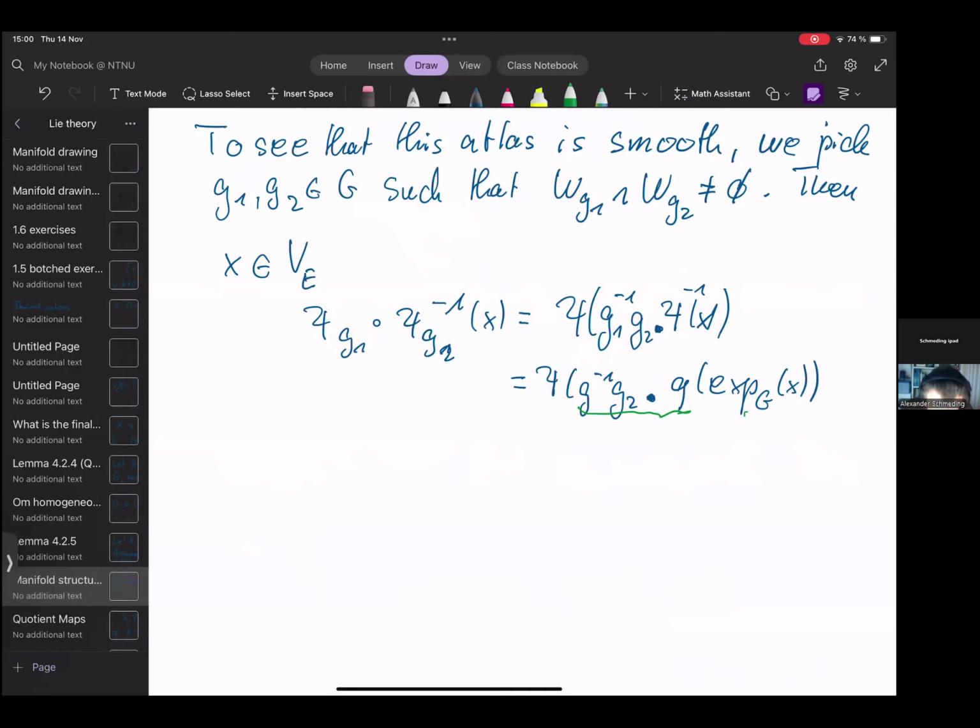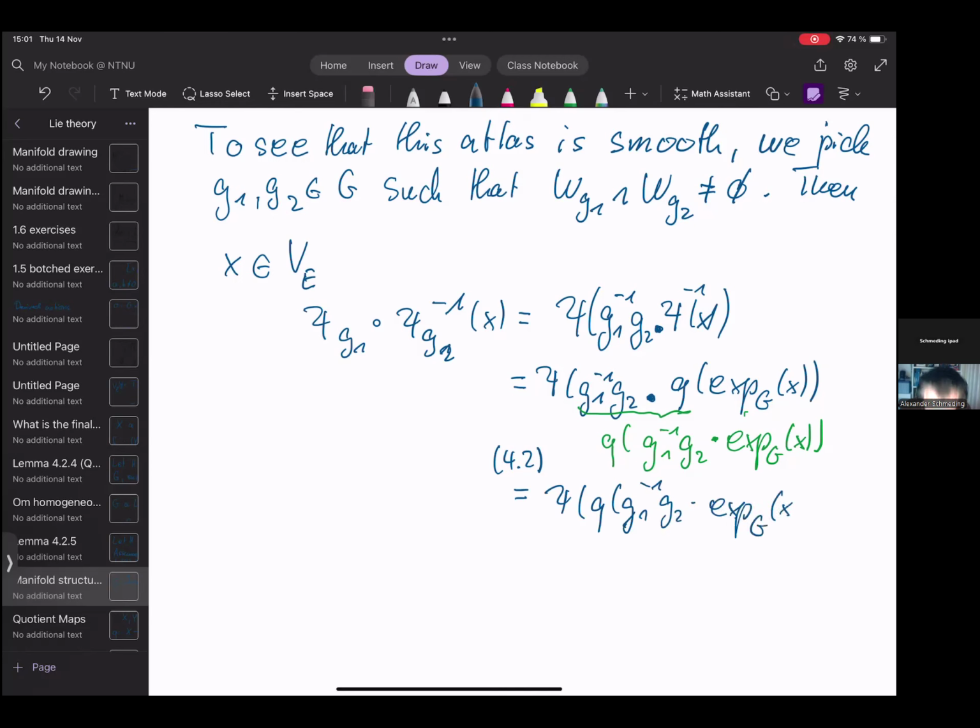So what this is basically bringing to the table is Q of, well, instead of the group action, we get here multiplication with G1 and G2. And these group elements get multiplied to the X of G of X. So great, here we have again used the commutative diagram. So this is by the commutative diagram for 2. And we see that this is psi of Q of G1 inverse G2 multiplied with exp of Gx.